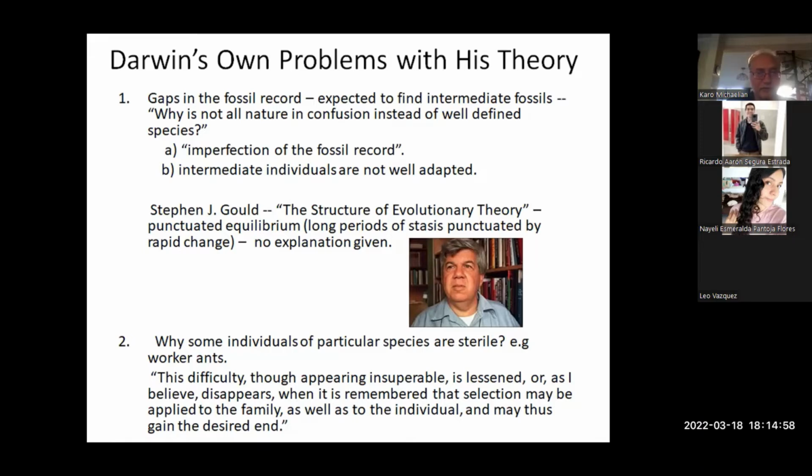Darwin also had another problem, a question: why are some individuals of a particular species sterile? For example, worker ants. These ants cannot reproduce themselves. So he wrote, this difficulty, although appearing insuperable, is lessened, or as I believe, disappears when it is remembered that selection may be applied to the family as well as to the individual, and may arrive again at the desired end.